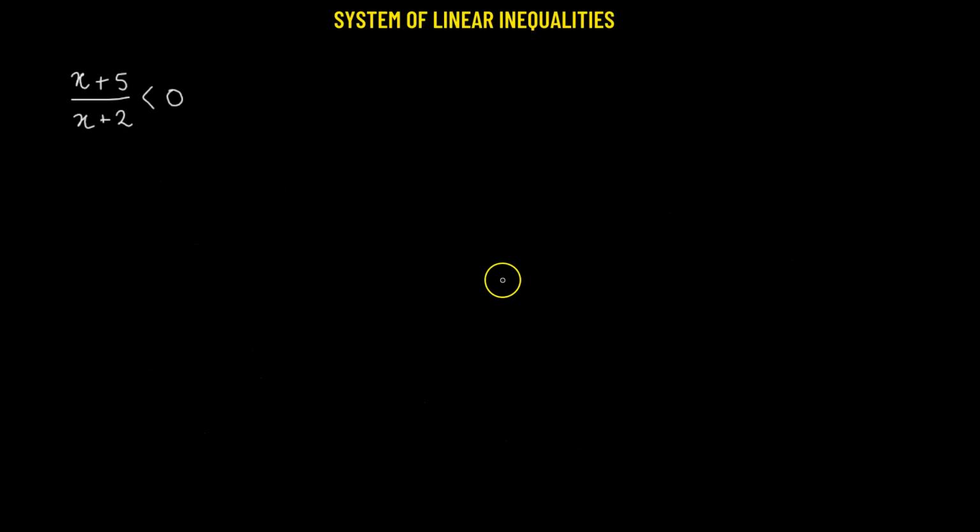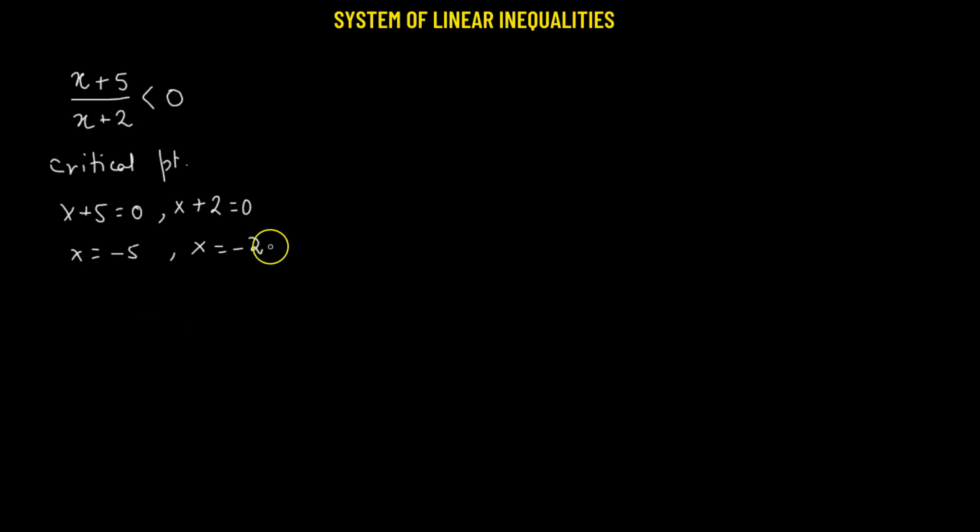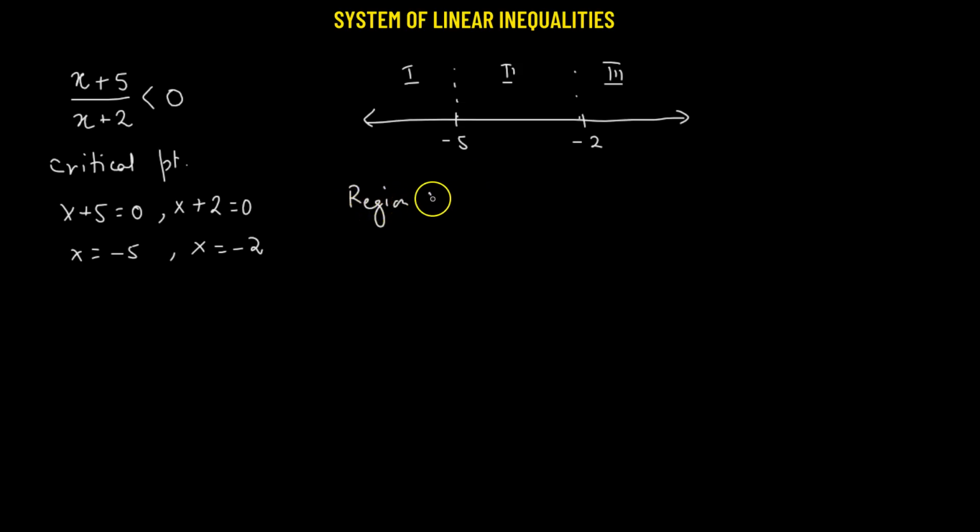So let's do that. Similar to the previous method, we'll begin by finding the critical points. So critical points will be x plus 5 equals 0 and x plus 2 equals 0. x plus 5 equals 0 gives us x equals negative 5, and x plus 2 equals 0 gives us x equals negative 2. So we will consider a number line. On the number line, we will have x equals negative 5 and x equals negative 2. This divides the number line into 3 regions, 1, 2, and 3. And we will consider 3 values of x in each of the regions.